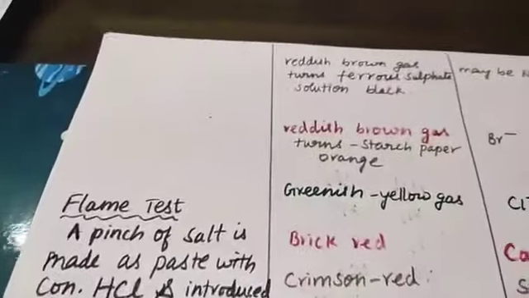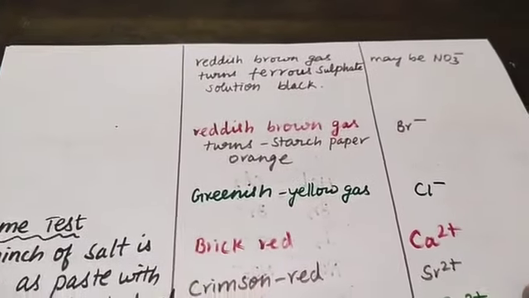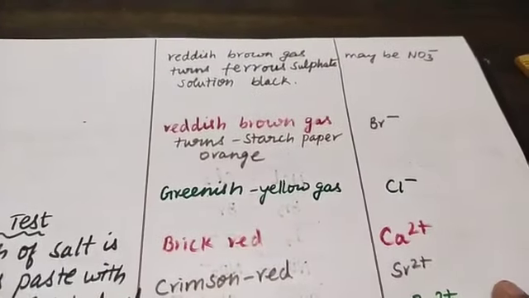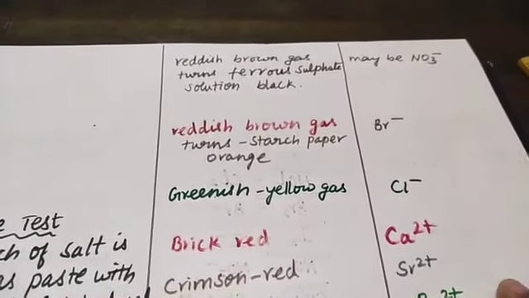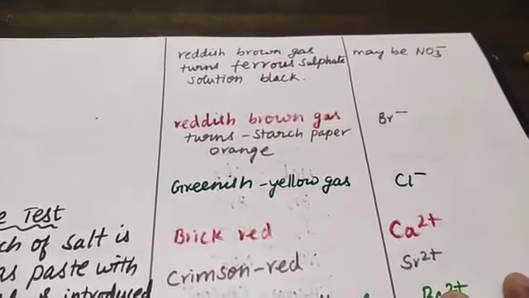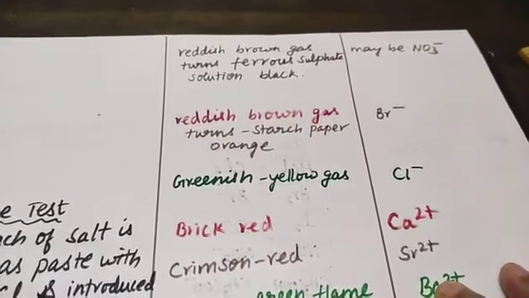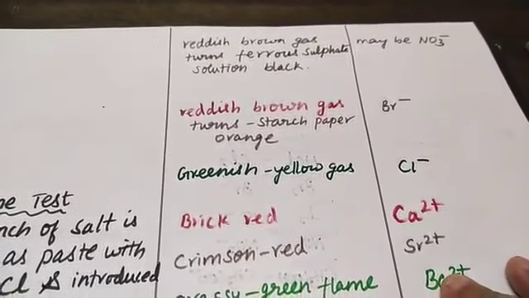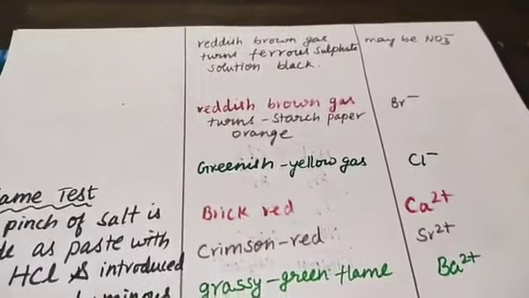Next, if you are getting reddish brown gas which turns ferrous sulfate solution black, then it may be nitrate ion, NO3 minus. If you are getting reddish brown gas which turns starch iodide paper orange, then it is bromide ion, Br minus. If you are getting greenish yellow gas, it is chloride ion. Like that you can complete your dry heating test.